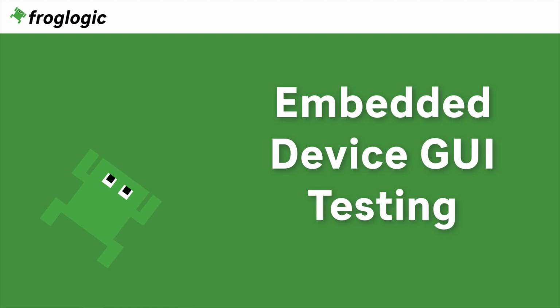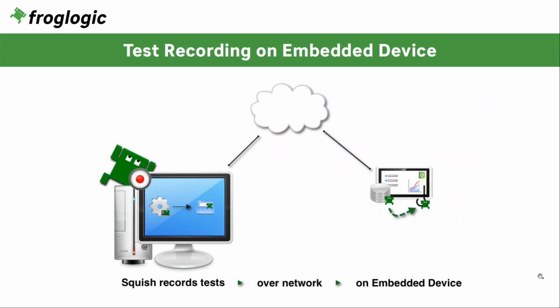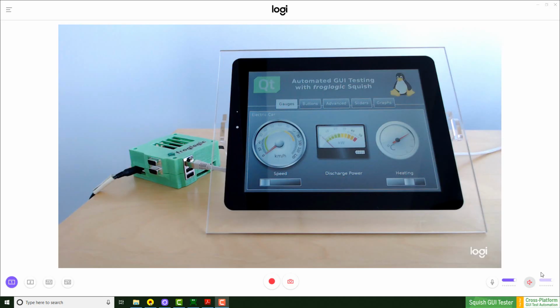In this video, we are going to take a look at how to use Squish for testing an application running on an embedded device. This picture shows a typical embedded device testing setup. While the Squish IDE runs on a local workstation, the application under test is executed on an embedded device. The connection for the test recording is established over a TCP/IP network connection.